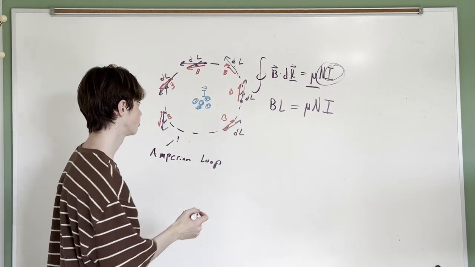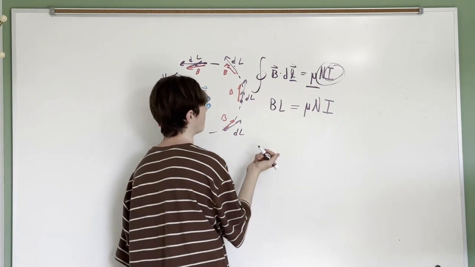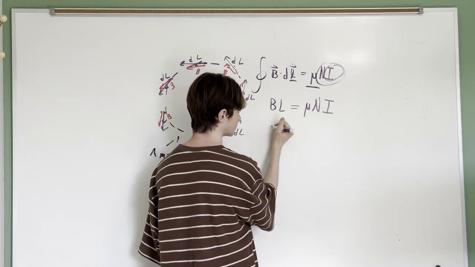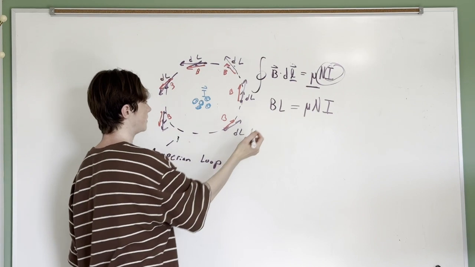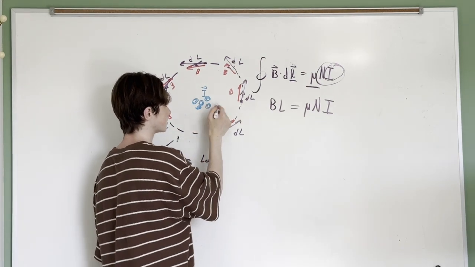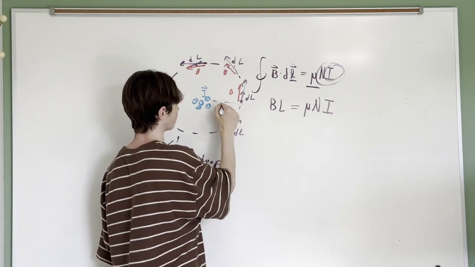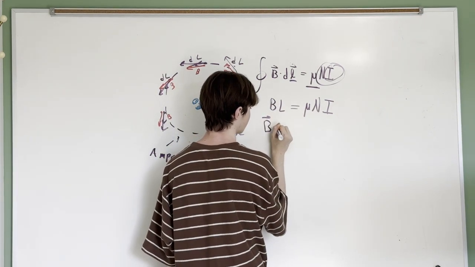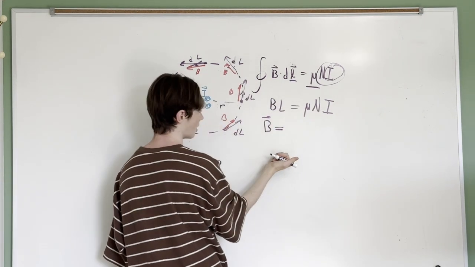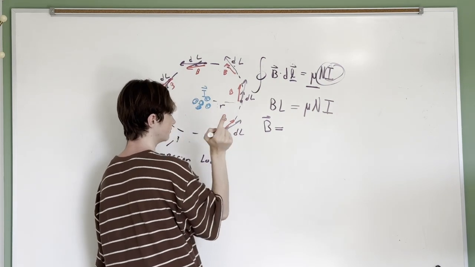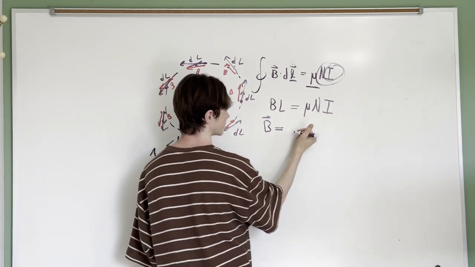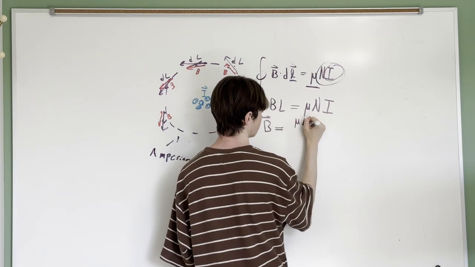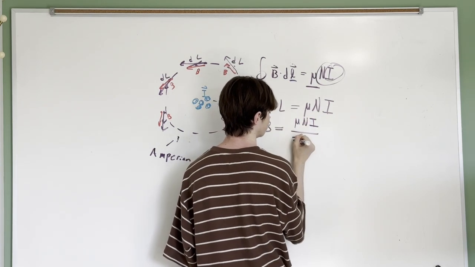So now we're trying to solve for B, and we're simply going to divide L from both sides of the equation, and L being the circumference of the circle with radius r is going to be 2 pi r. So the B magnetic field around an infinitely long wire carrying a current is going to be equal to mu and I over 2 pi r.